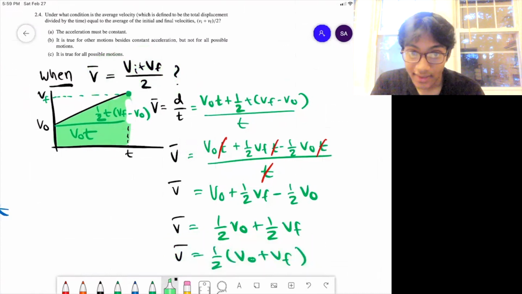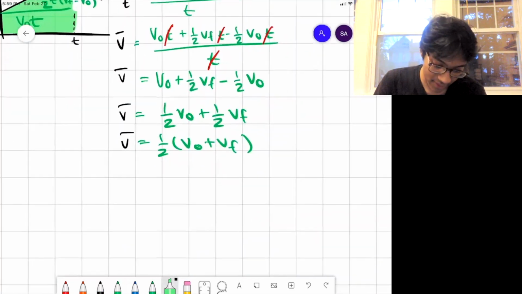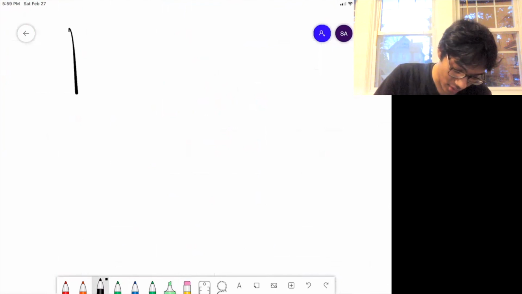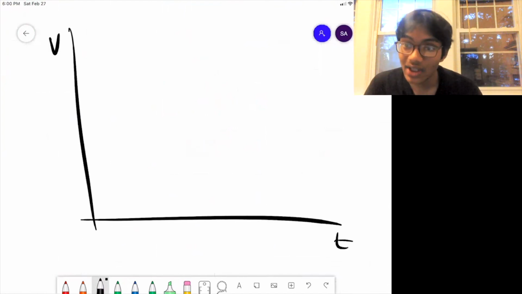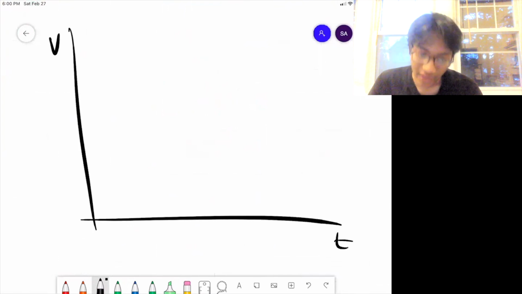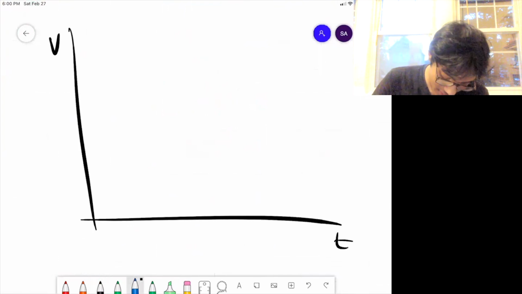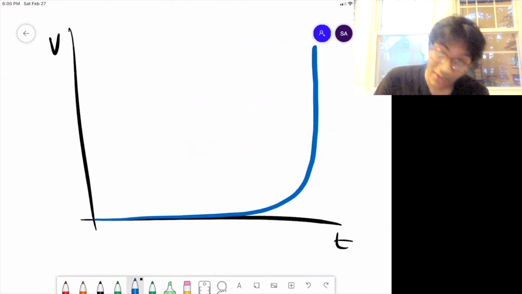To understand why, let's draw a kind of limiting edge case, shall we? So let me go down here. Let's draw a VT graph where the average velocity is not the average of the initial and final velocities. So let's try a super weird graph where the acceleration is definitely not constant, but you still end at some time t.